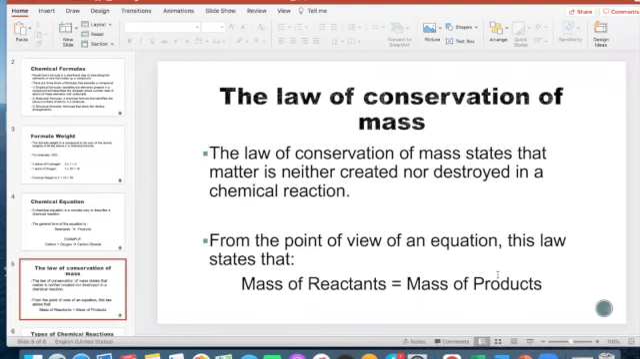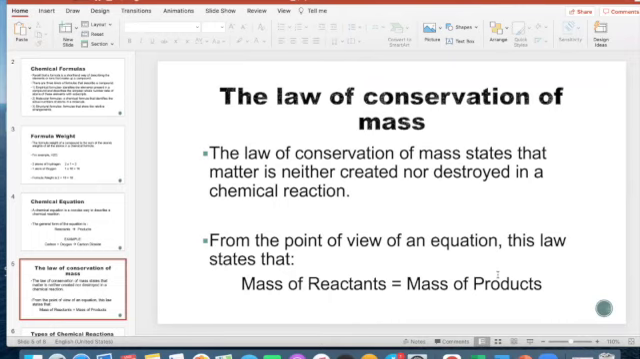The law of conservation of mass. Okay, so the law of conservation of mass states that matter is neither created nor destroyed in a chemical reaction. So it just changes forms, right? The matter can change forms.